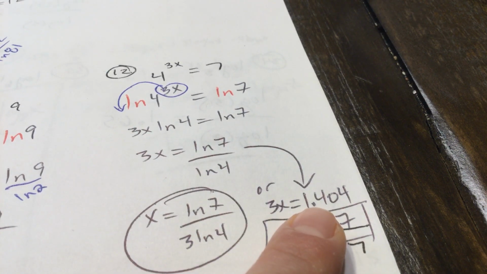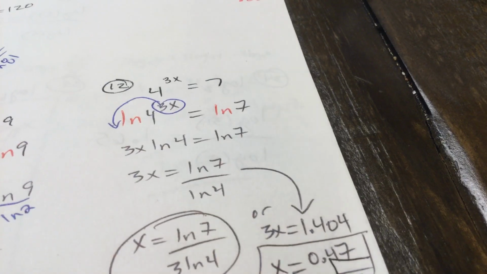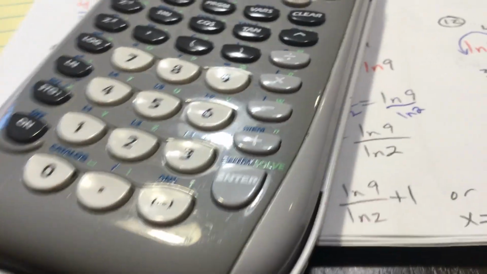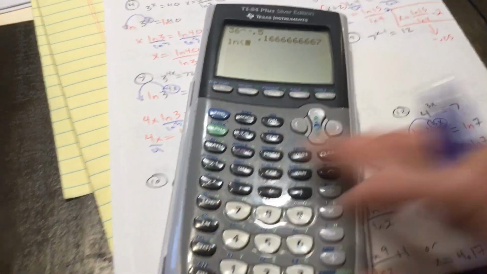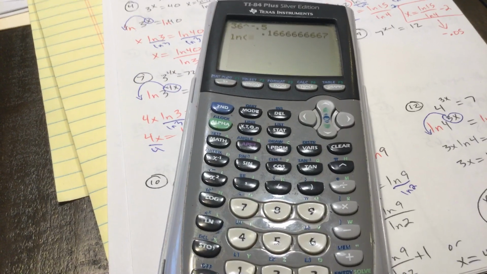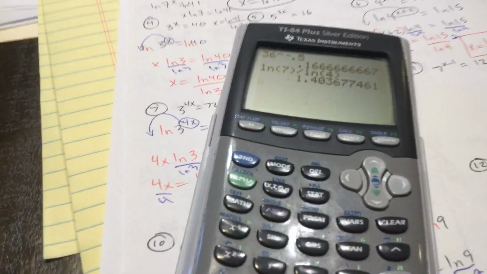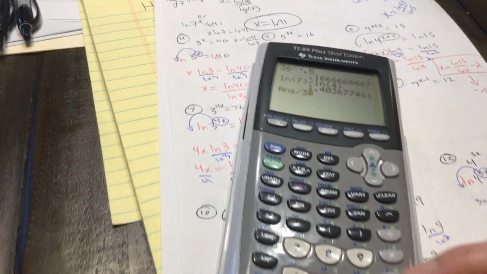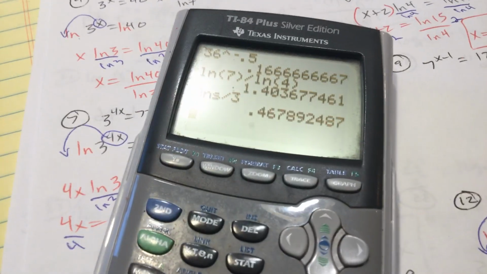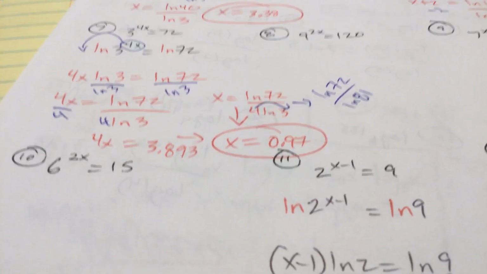3x equals 1.404 divided by 3. Again, if you're confused how I'm getting that, there is the natural log button. What we got here? Natural log of 7 divided by natural log 4. Boom. And then that's what 3x equals. You would divide then by 3. There we go. All right.